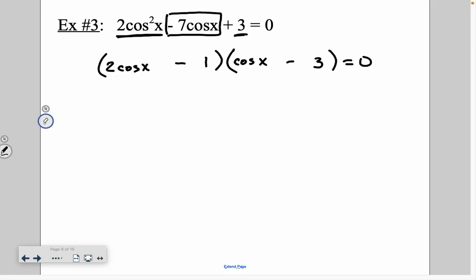Now we do the zero product property. If I were to set this first factor equal to 0 and solve it like we did previously, we would get the cosine of x equal to 1/2. Set it equal to 0 and then solve for cosine. Second one, we would have the cosine of x equal to 3.